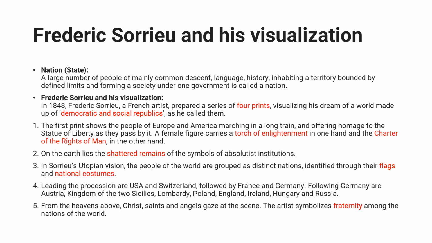Following Germany are Austria, the Kingdom of the Two Sicilies, Lombardy, Poland, England, Ireland, Hungary, and Russia. From the heavens above, Christ, saints, and angels gaze at the scene. The artist symbolizes fraternity among the nations of the world.